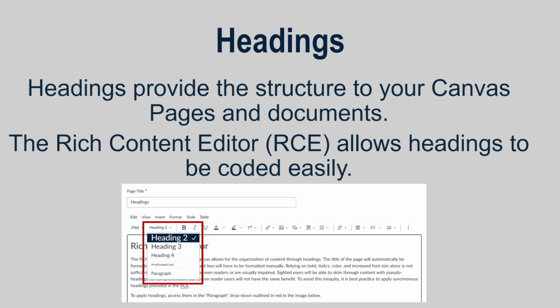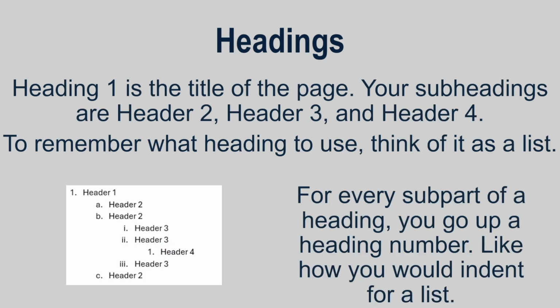Headings provide the structure to your Canvas pages and documents. The Rich Content Editor allows headings to be coded easily using their heading formatting tool. Heading 1s are the titles of your pages. Your subheadings are heading 2, 3, and 4 in Canvas. To remember what heading to use, think of it as a list. For every subpart of a heading, you go up a heading number, like how you would if you were to indent for a list.